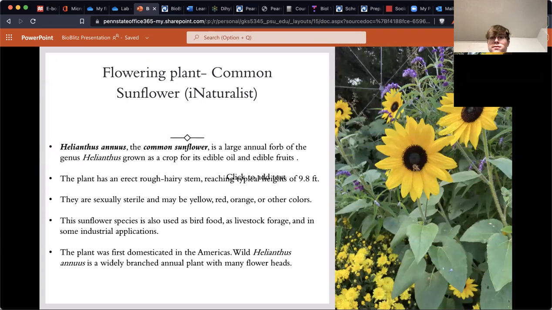We humans also use some flowers for bird food or as livestock forage, and also in some industrial applications. Sunflowers were first domesticated in the Americas. So that's it. We move on to the next one.